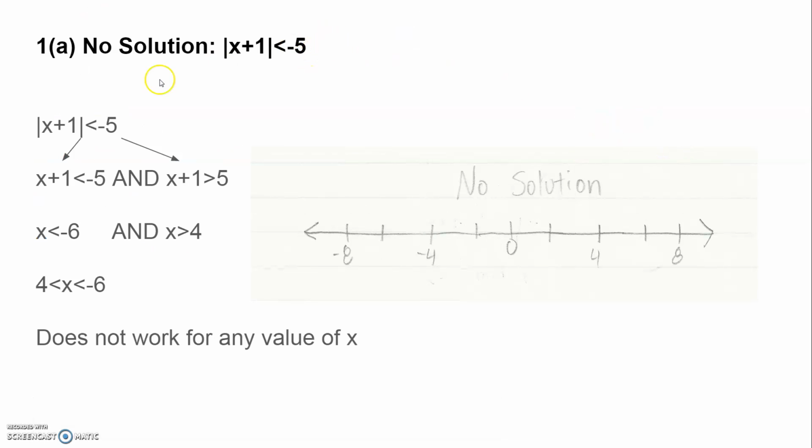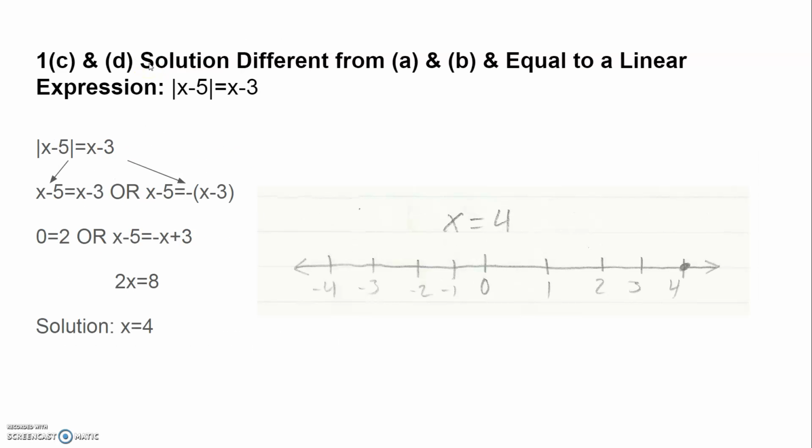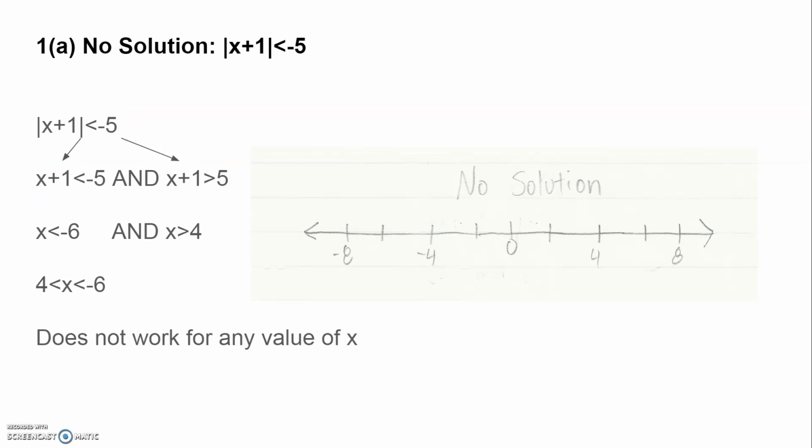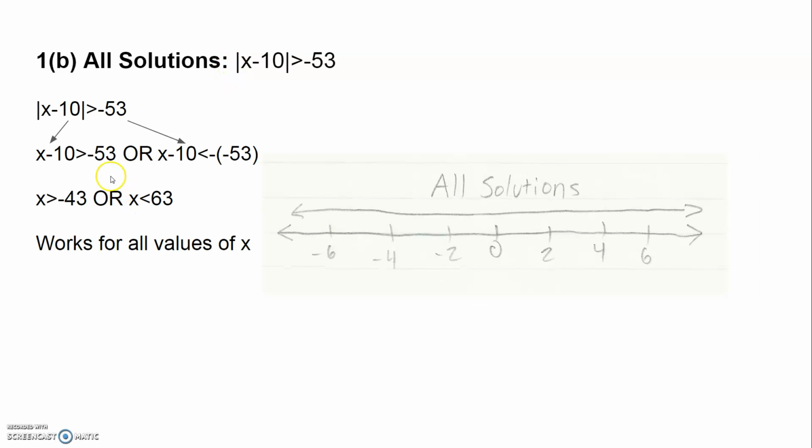Now, the difference between solving for no solutions, all solutions, and a different solution is that no solutions will have an "and" because it's less than. Since it's "and", it has to be both. Both have to be working at the same time, and since there's no x value that's greater than 4 and less than -6 at the same time, there is no solution. All solutions works because you use either equation at different times. So you can use -42 at one time, and another time use 62.